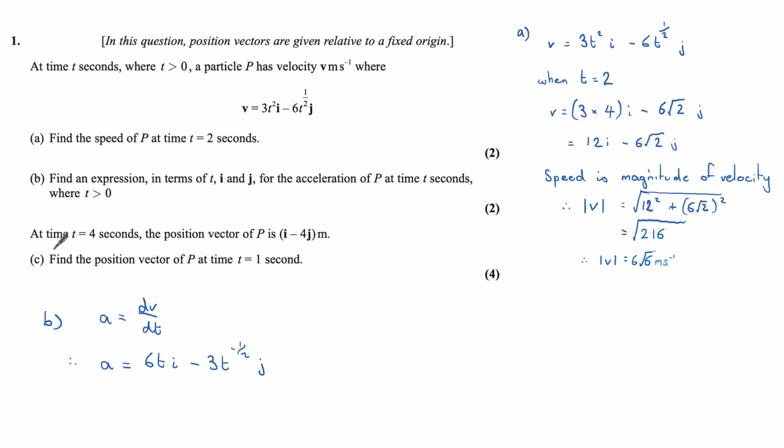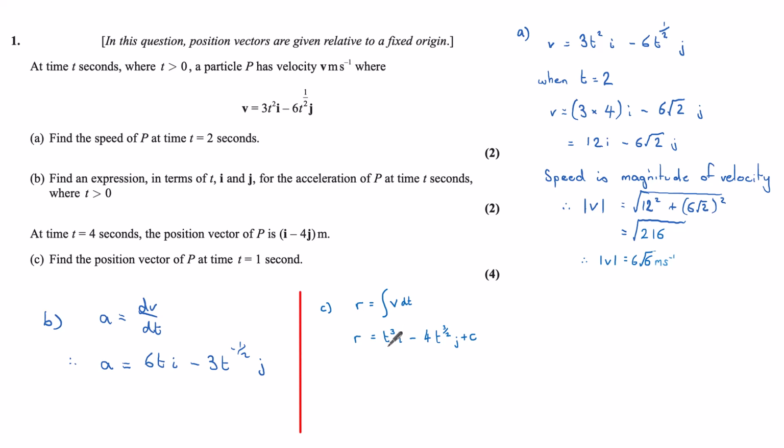Part C, at time t = 4 seconds, the position vector of P is i − 4j. Find the position vector of P at time t = 1. Now, velocity is the change of displacement over time. So in order to get displacement, we need to integrate our velocity. Typically, r is used for our position vectors. So r is going to be the integral of our velocity vector with respect to t.